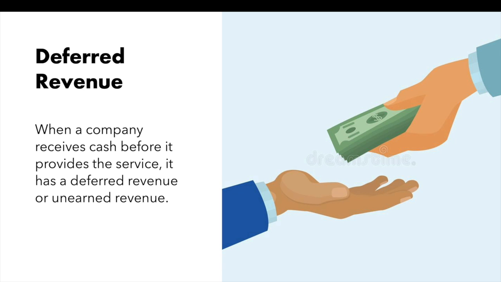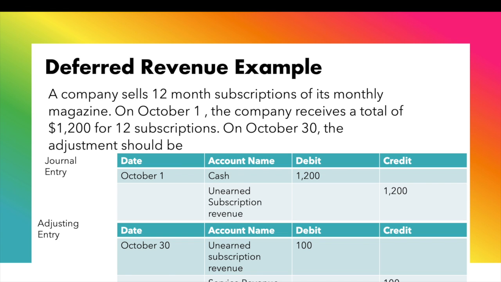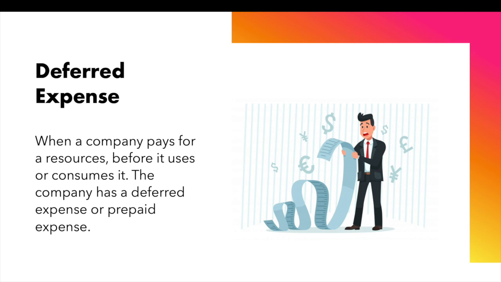Now I will go on to deferred revenue. When a company receives cash before it provides a service, it has a deferred revenue or an unearned revenue. For example, a company sells 12-month subscriptions of a monthly magazine. On October 1st, the company receives a total of $1,200 for 20 subscriptions. The adjusted entry will be debit unearned revenue and credit service revenue.